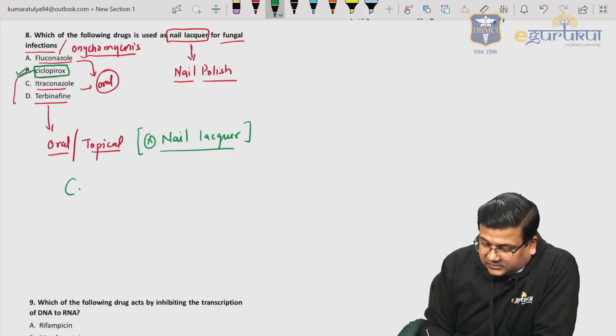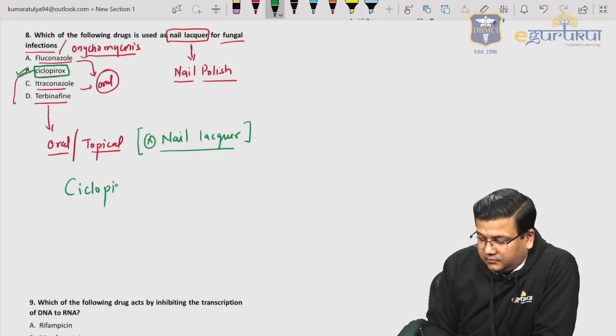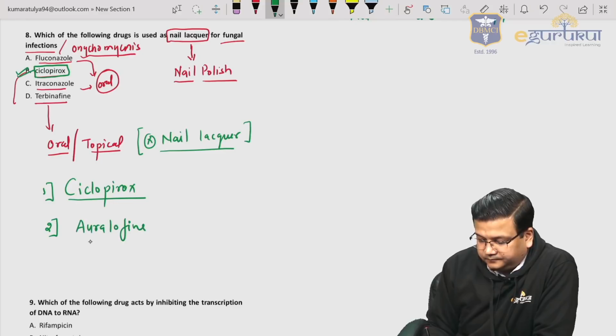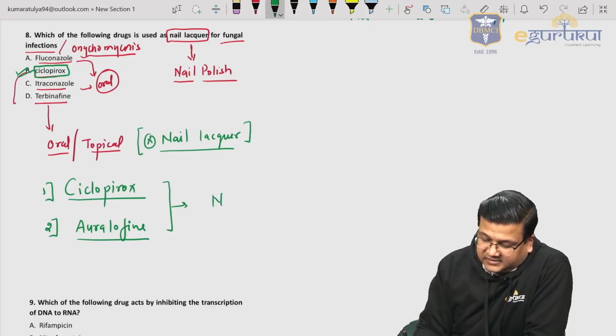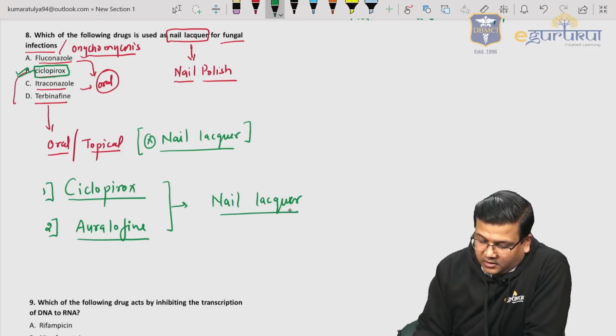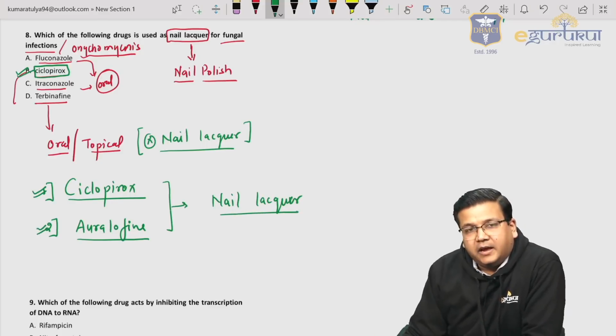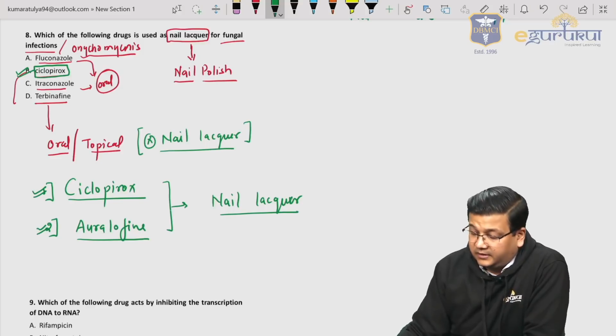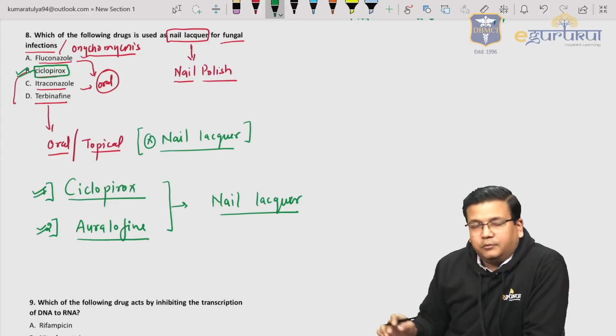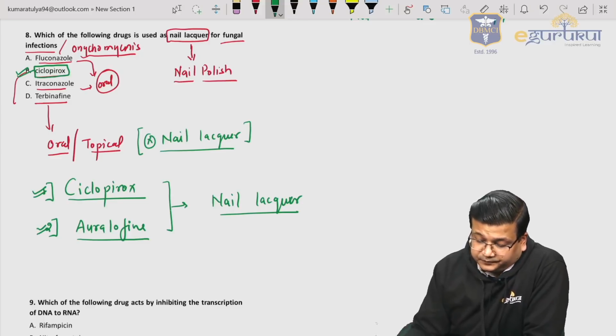So cyclopyrox, number one, and second is a drug known as oralofin. These two drugs are available as nail lacquer. So cyclopyrox olamine, and oralofin, another drug. Remember, this oralofin is not a terbinafine like drug, it's a different drug. Both are available as nail lacquer or nail polish. So this will be the answer to this particular question.